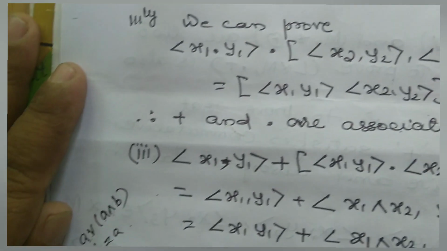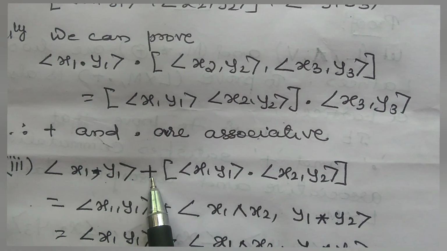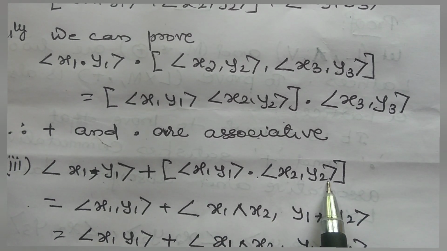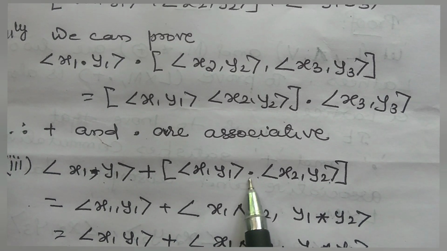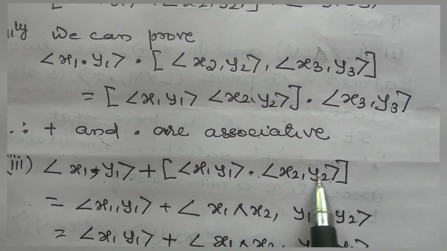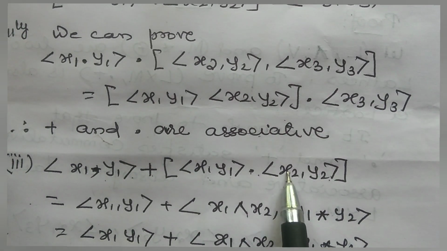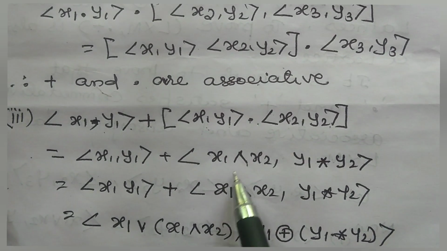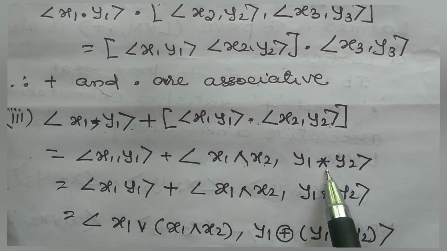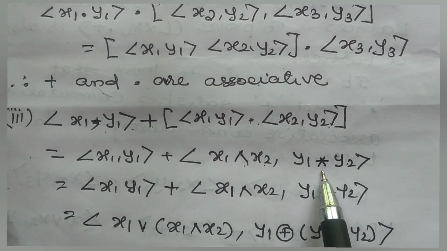In the same way, we take (x1, y1) plus (x1, y1) dot (x2, y2). Here the main thing is that we use the first operator of L cross M, so inside this bracket you should use the first operator. This x1, x2 belongs to L, so the first operator of L is this and only, so x1 and x2, and the first operator of M is star only, that is y1 star y2. So inside the bracket we calculated.